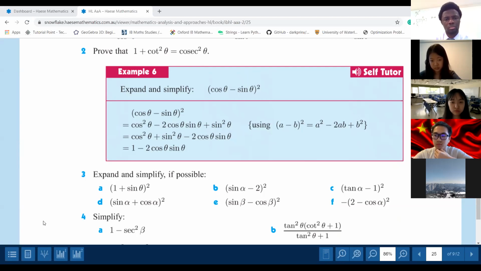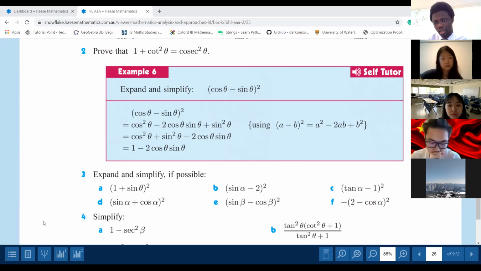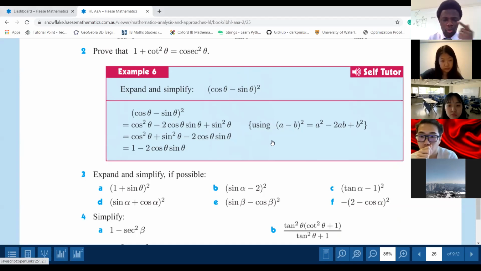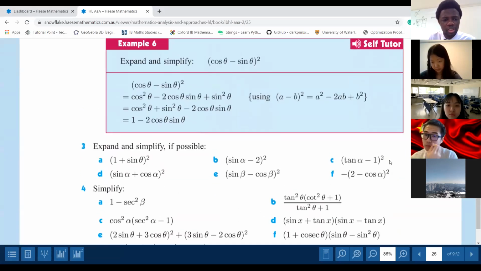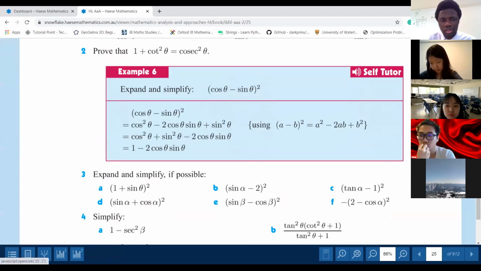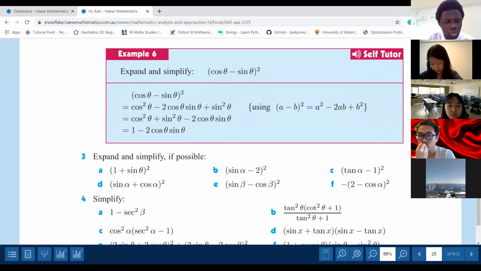The expression is now in simplest form. For now, that is the simplest form. When we do what we call the double angle formula, this can still be written one step further. But for now, this is enough. So if you understand that, please proceed to question 2.